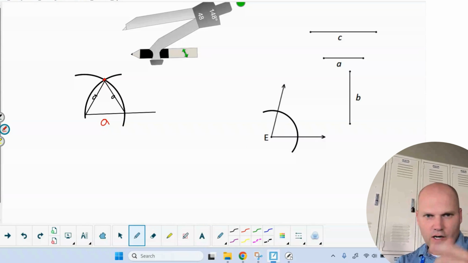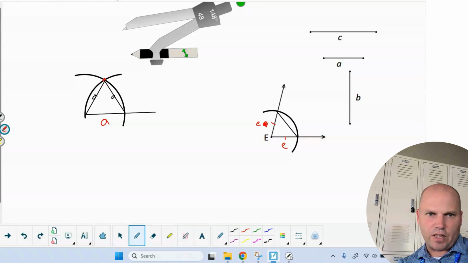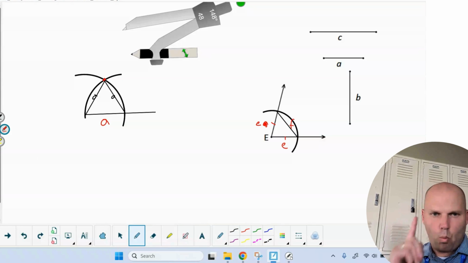I create an arc. The arc says this length and this length are the same. So I'm going to label this not as length A or B or C, but length E. This is length E, this is length E. And look at this point to this point. This is a different length. I'll call it length F. Could you create an isosceles triangle with one length F and two length E's?